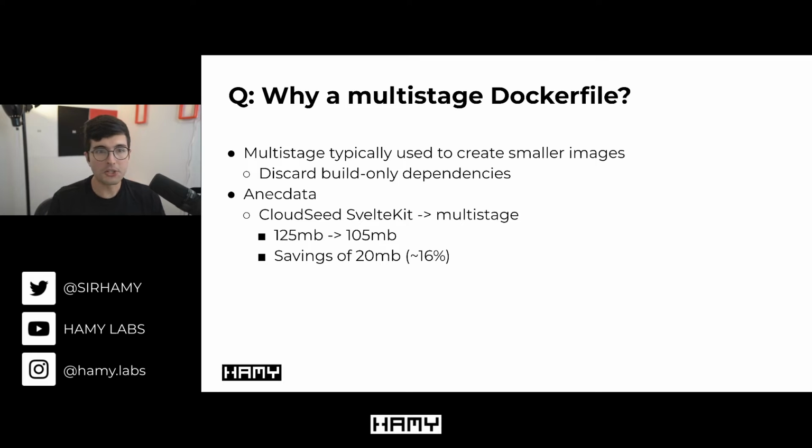So the first question and trade-off here is like, why are you doing this multi-stage Dockerfile? So obviously multi-stage is a little bit more complicated. You have to make sure that you're bringing over the right artifacts to every stage. And so it's kind of just extra logic, right? Which is usually bad. So the reason that multi-stage usually exists in Docker is to try and create smaller images.